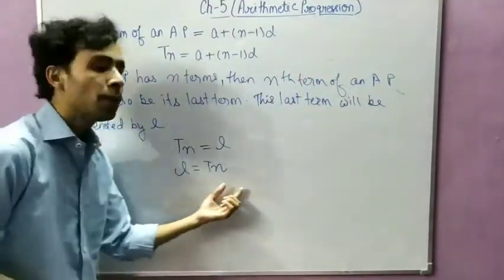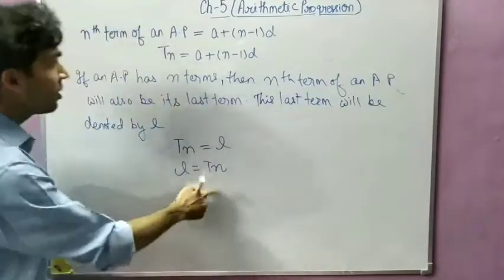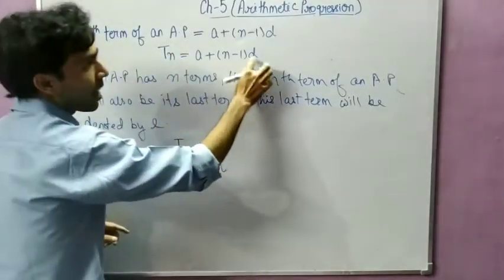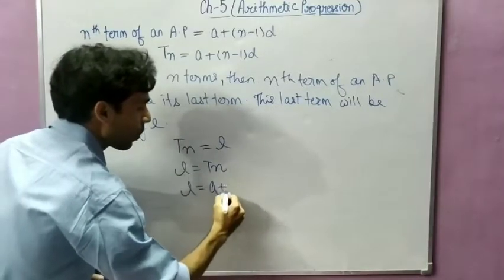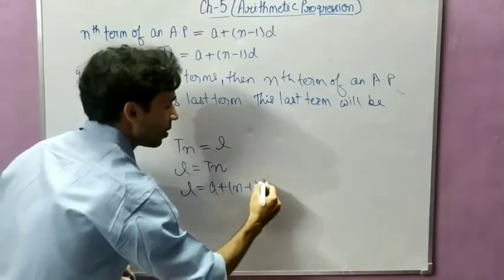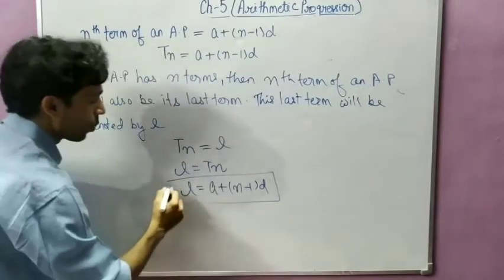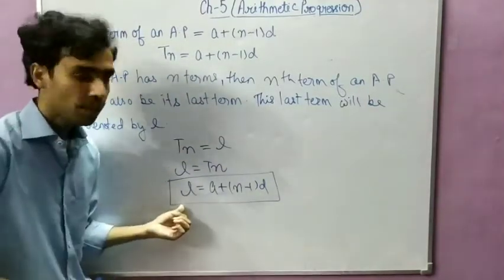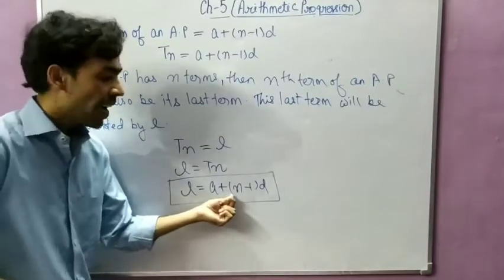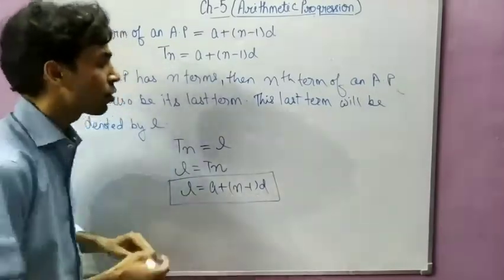So L can be equal to the nth term, and what is the value of the nth term? a plus n minus 1 into d. So L is also equal to a plus n minus 1 d. So this is another formula. Here L is the last term, a is the first term, n is the number of terms, and d is the common difference.